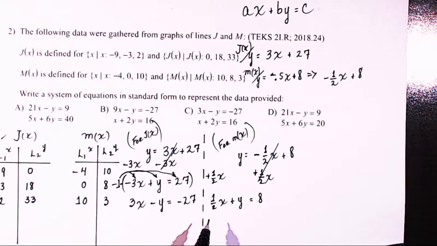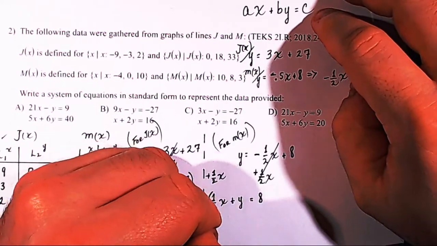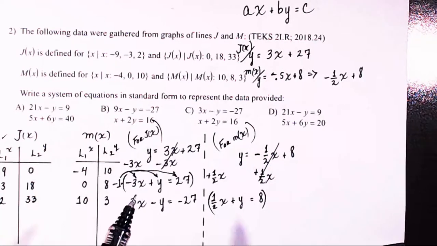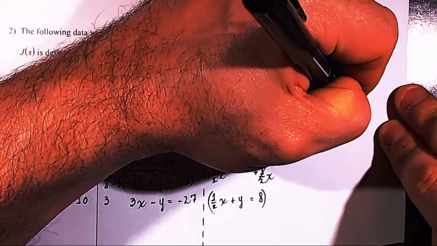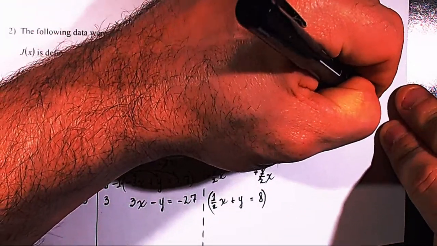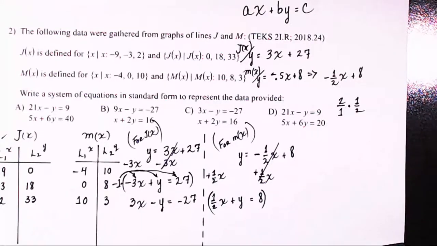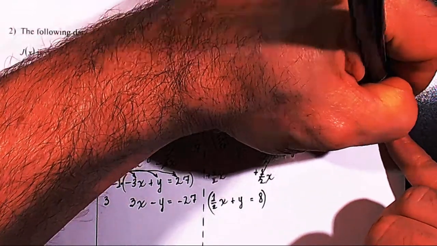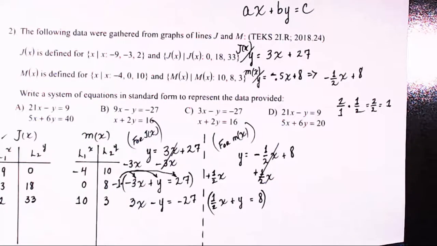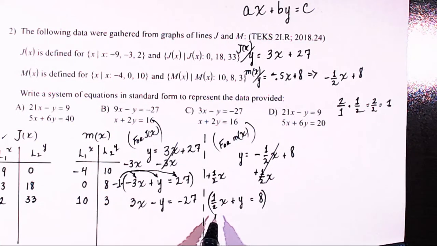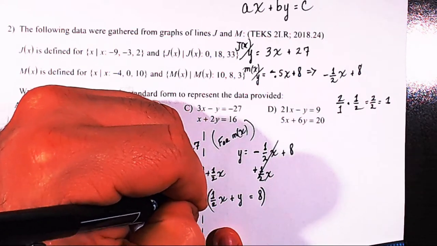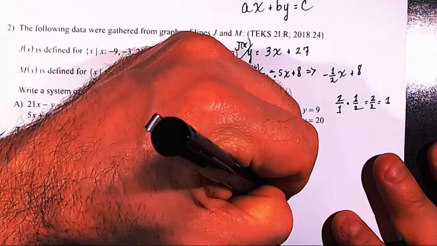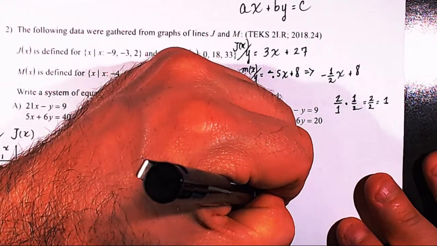So what can we multiply the entire equation by in order to make this 1/2 disappear? Well, the answer is 2, because if I take 2 over 1 times 1 over 2, what I get is 2 over 2, which equals 1. So that's my goal. I want to turn that 1/2 into just 1, or x by itself. So I'm going to multiply this whole thing times 2.